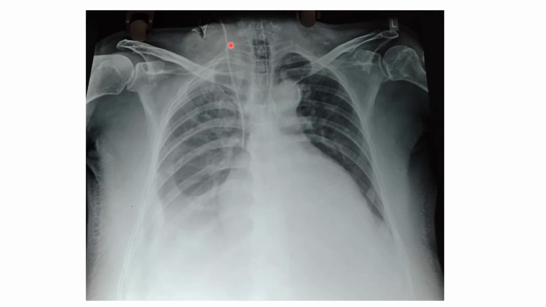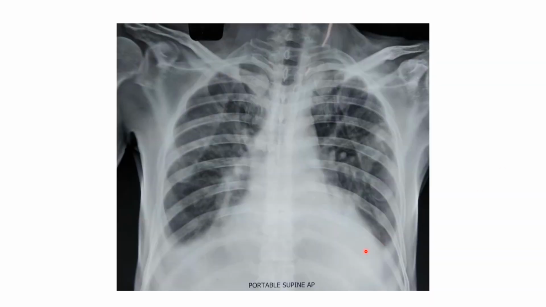So this is a central line. You can also see an endotracheal tube here. So the patient is intubated and is lying in the bed, and this X-ray is a supine X-ray. So here you can see the bilateral effusion. Here the CP angle is blunted, and here also the CP angle is blunted. So it is a case of bilateral pleural effusion.